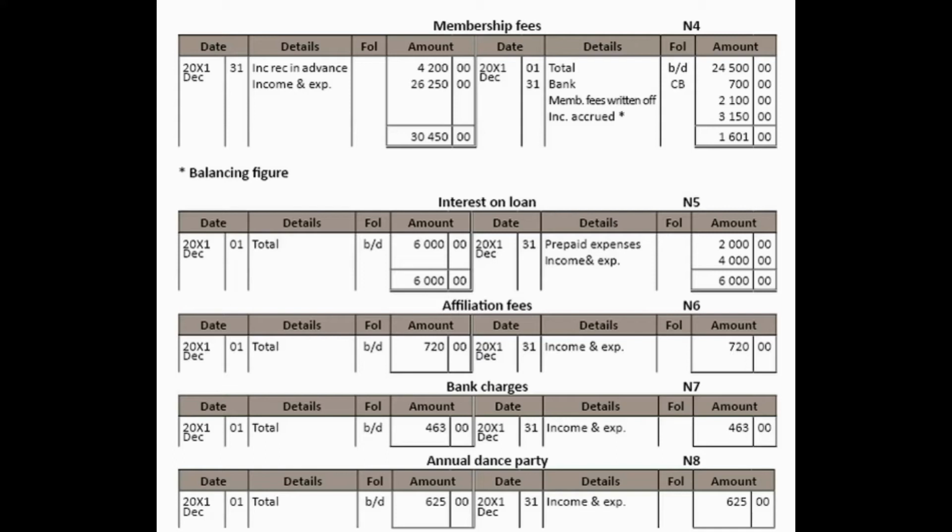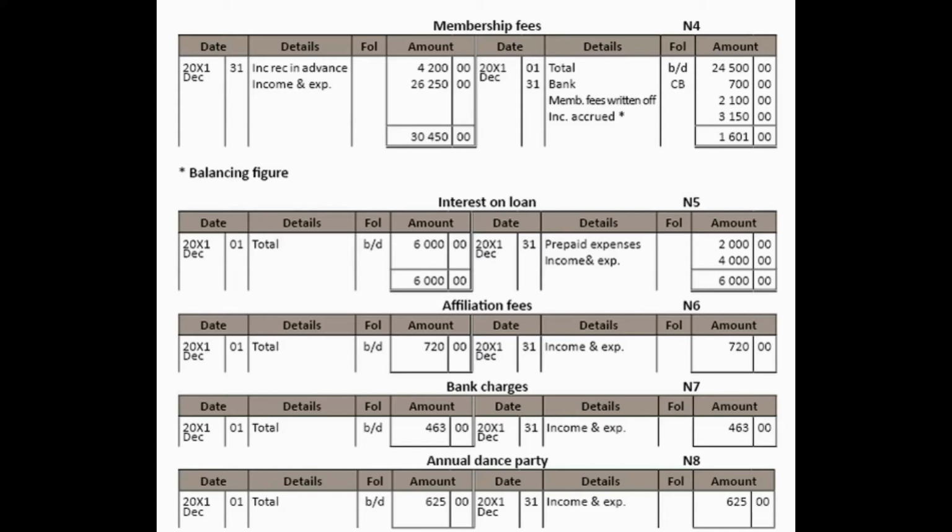Okay, immediately when you see that, you know that is the amount that must be transferred to our income and expenditure account. So it is 75 times 35, which gives you 26,250. And that is the amount you write on the debit side of membership fees, income and expenditure. Okay. Now what is left, what was accrued at the end of the year and what was prepaid for the next year. All right, let's see what they say.